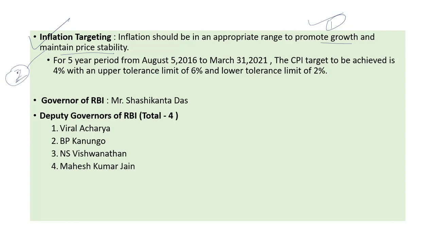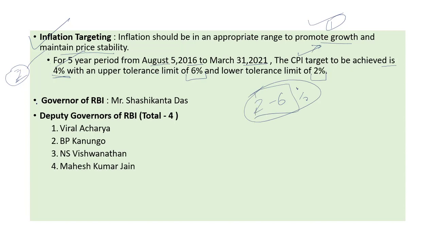Okay, on the other end, right? So for the 5-year period from August 5, 2016 to 2021, the CPI target is to be achieved. CPI, we will study about in the videos related to inflation. This is the Consumer Price Index. Okay, 4% is the target with an upper tolerance limit of 6% and a lower tolerance limit of 2%. 2 to 6% is the tolerance limit. We call it the tolerance limit.